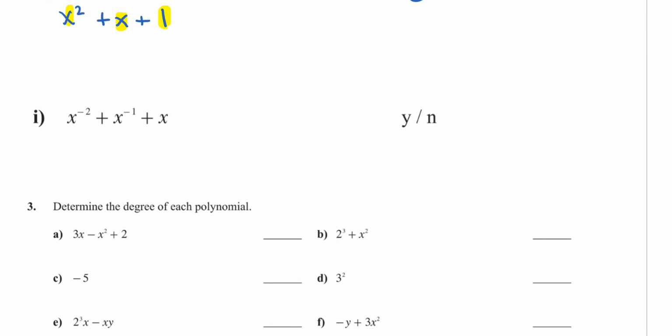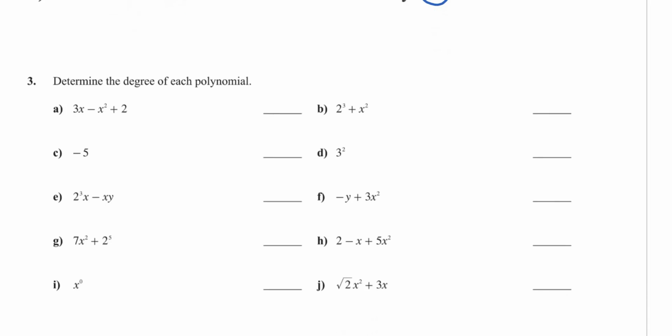For letter i, we do have a problem here. The powers here are negative. If you have negative powers on your variables, then these are not polynomials. Polynomials always have positive powers, or in this case, you could also have 0 as a power as well. But the general rule is you want to have positive powers, and those are common characteristics of a polynomial there. So that one there is going to be no.